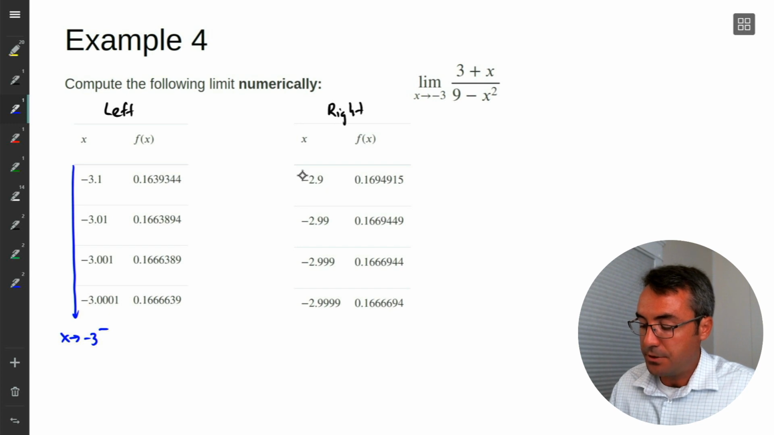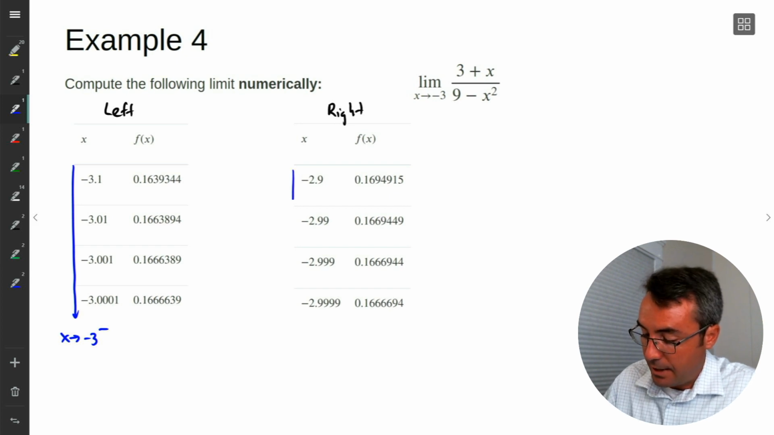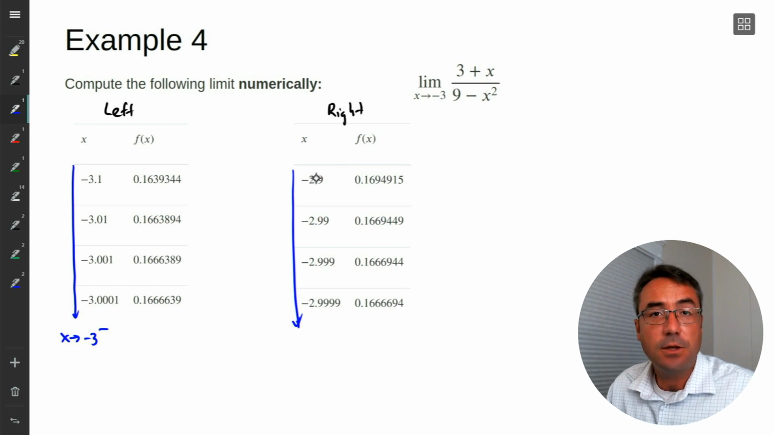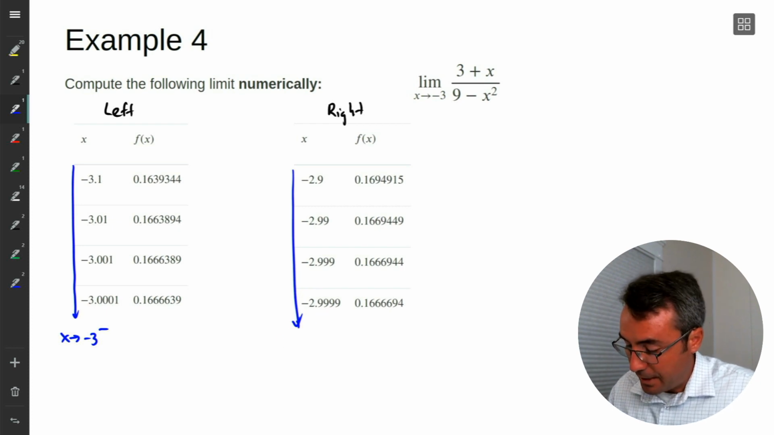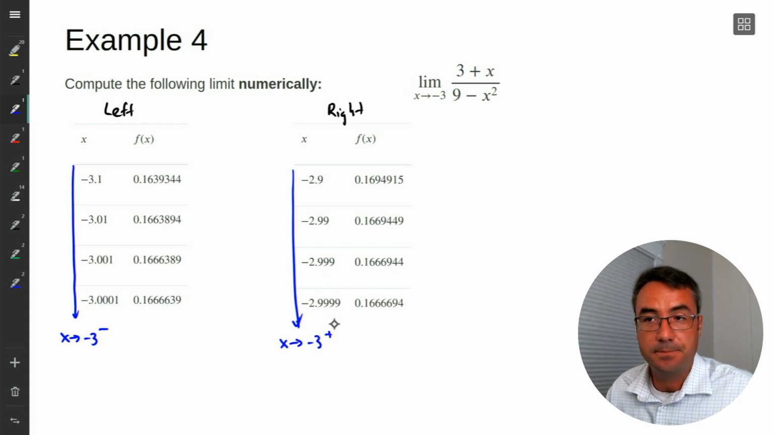All right. Well, if we're thinking about the right-hand limit, we also want to come up with some x values to use. So as we look down this list here, negative 2.9, that's close to negative 3, but it's slightly bigger, slightly less negative. Negative 2.99, okay, we're getting closer. Negative 2.999, negative 2.9999. So here we're getting closer and closer to negative 3, but we're just all slightly bigger. So x is approaching negative 3 from the right.